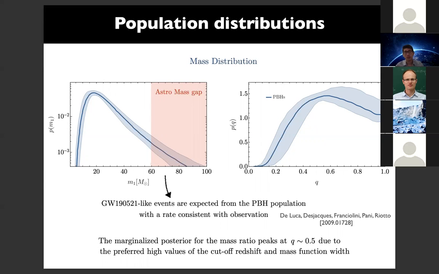While in the plot on the right, we show the posterior for the mass ratio, which, as you can see, peaks around 0.5 or so. So it is different from unity. And this is due to the fact that the mass function width is found to be quite large at formation, and also due to the preferred high values for the cutoff redshift found by the analysis.